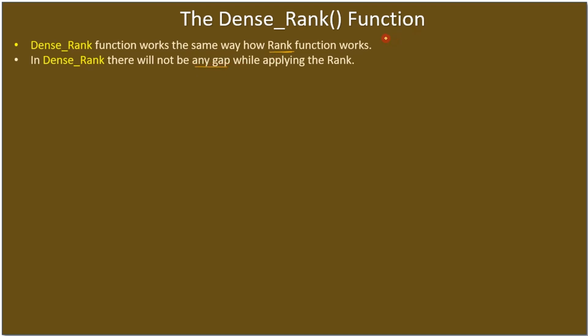Previously, we saw when there are two rows ranked as 1, 1, the third row starts with rank number 3 and not 2. But in case of dense rank, we will not see a gap. We will see 1, 1 and the second rank will be applied as 2.